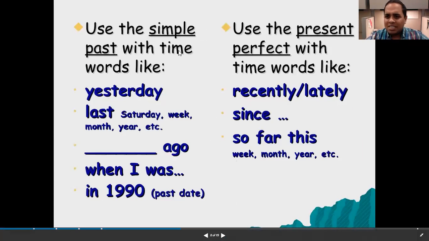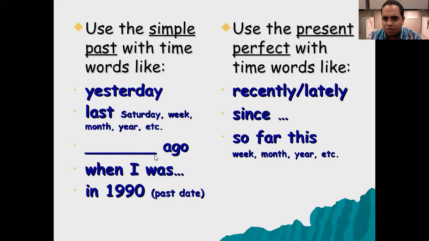Okay, so you need to memorize this. Use the simple past with time words like yesterday, last Saturday, last week, last month, last year, ago, when I was in 1990. So simple past will have such words in the sentence or similar words that tell you the time at which the event happened.